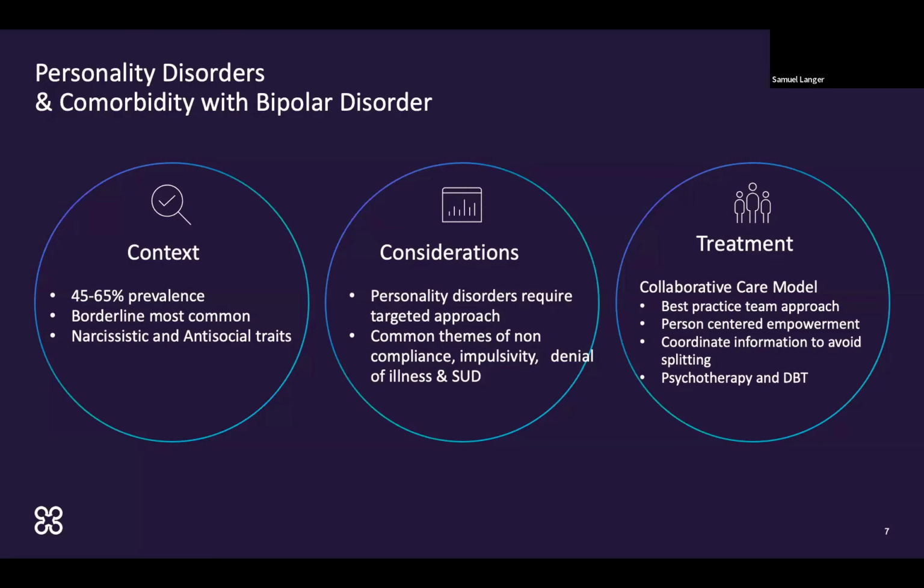So a best practice team approach, person-centered empowerment, coordinate information to avoid splitting. That's very important. Collateral information from family, and also encouraging the prescriber to really try to go back and find out more about the patient in terms of their hospitalizations, their baseline level of functioning, and what medications, other approaches have helped and what hasn't helped. Have they had any treatment, and have they stayed in treatment for substance use?